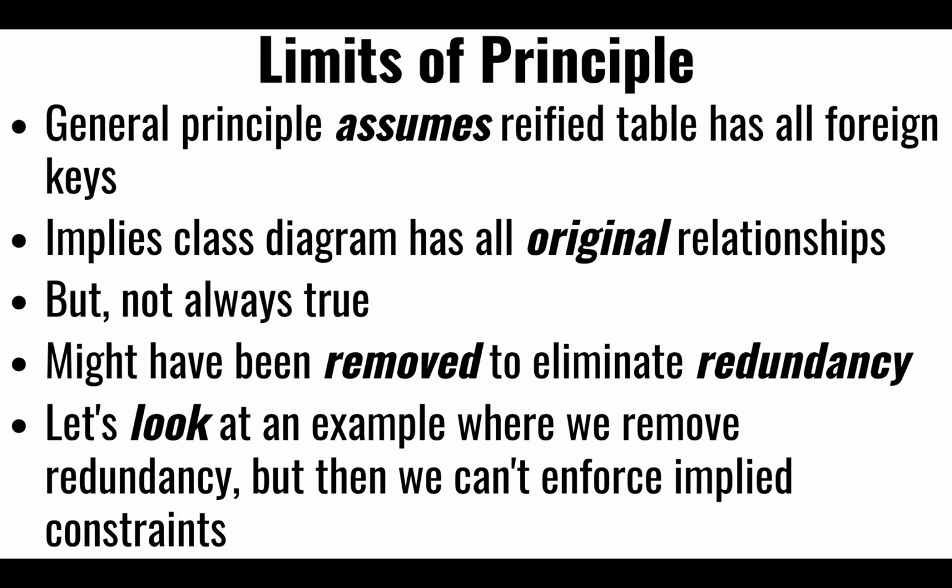But as we create the new reified table, we might identify that those new foreign keys introduce redundancies that weren't there originally. And we might find that we would like to remove that redundancy, because there might be an alternative path that was already there. When we introduce this foreign key, it's now a redundant path that we could have followed in a different way. So not always true, right? We might have removed it to remove redundancy.